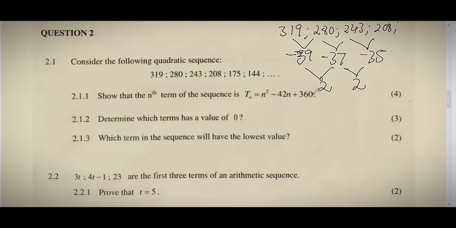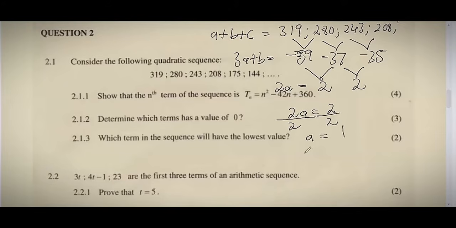Now, at this point, let's calculate our Tn. We know that we equate the second difference to 2a, equate the first difference to 3a plus b, then equate the first term of the quadratic sequence to a plus b plus c. Now, let's calculate. We have 2a is equal to 2, then we divide both sides by 2, right? So our a is 1. Then we can substitute the value of a here. That's 3 times 1 plus b is equal to negative 39. Then our b is negative 39 minus 3. That's b is equal to negative 42.